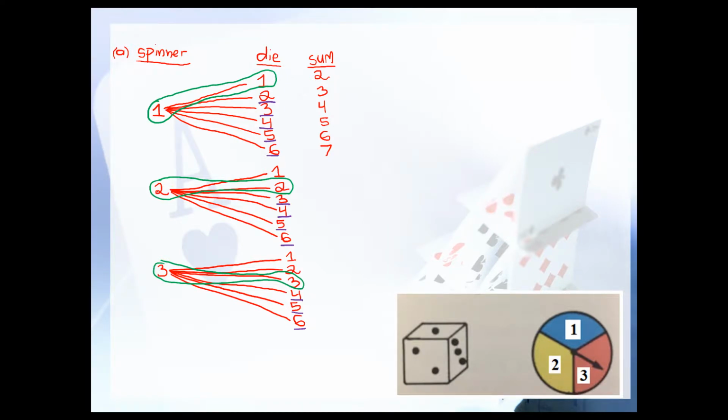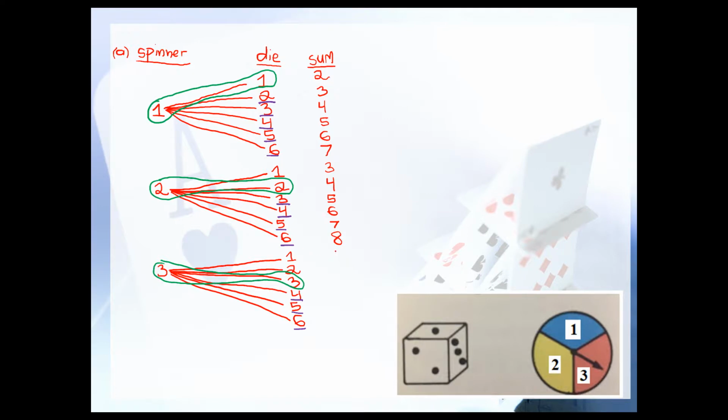So a sum of 2 and 1 would be 2 plus 1 is 3. 2 plus 2 would be 4. 2 plus 3 would be 5. 2 plus 4 would be 6. 2 plus 5 would be 7. And then 2 plus 6 would be 8.